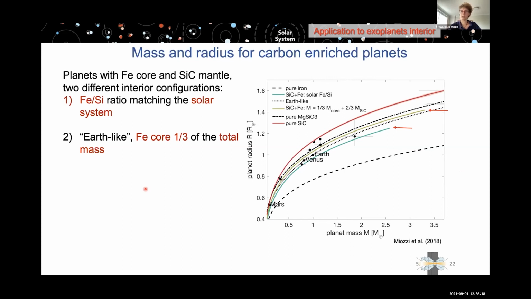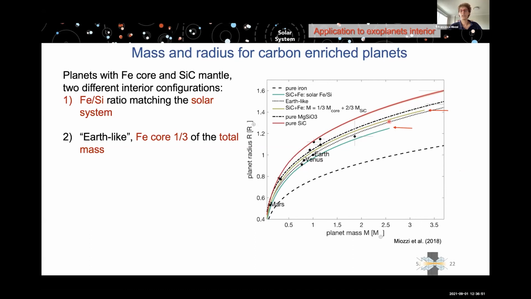So we have these two possibilities. We have here a mass-radius plot, so we have the evolution of radius for different masses for different planets. We have pure compounds, pure SiC, MgSiO3, and then we have some planets. Among all, we have the Earth, that is this dashed line, and the two green lines are the two planets we modeled. It's important to notice how for the solar Fe-Si planet, let's say, the density is way different from the others. The evolution of the mass-radius plot is way different from the others.